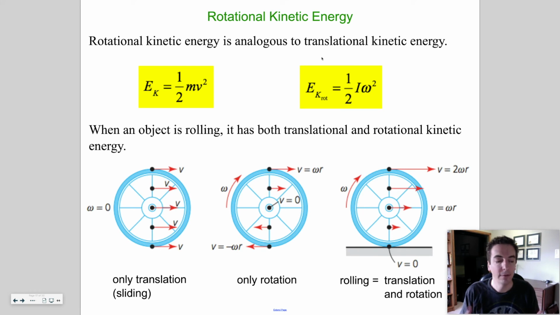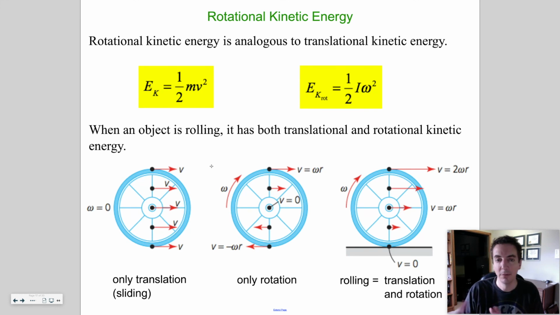Okay, last thing, rotational kinetic energy. Rotational kinetic energy is analogous to translational kinetic energy. Translational kinetic energy is 1/2 mv squared. Rotational kinetic energy is 1/2 times the moment of inertia times the angular speed squared. So now we can actually address rolling.